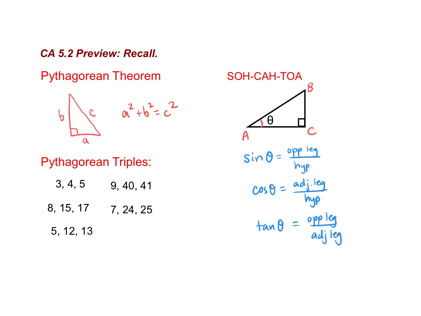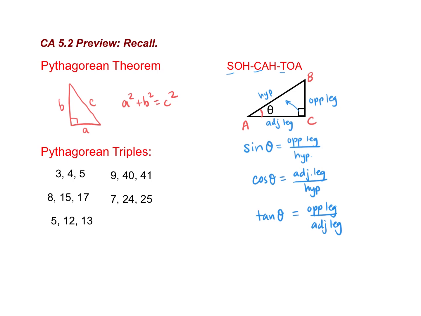And so if we were referencing angle theta, then this would be considered the opposite leg, this would be considered the adjacent leg, and the hypotenuse, remember, is always opposite the right angle. So this would be our hypotenuse. And so this is where our sine, cosine, and tangent ratios are located, and SOHCAHTOA was, again, a nice way for us to remember what those ratios are.